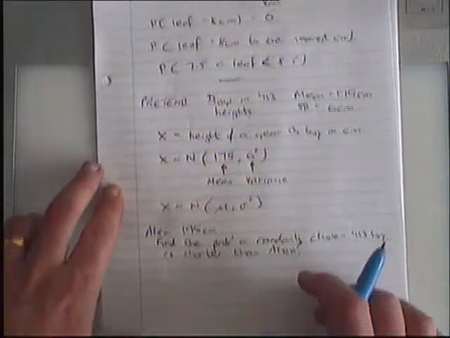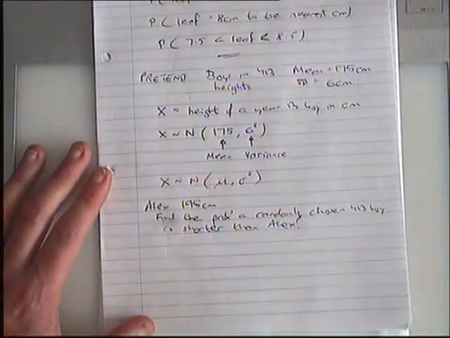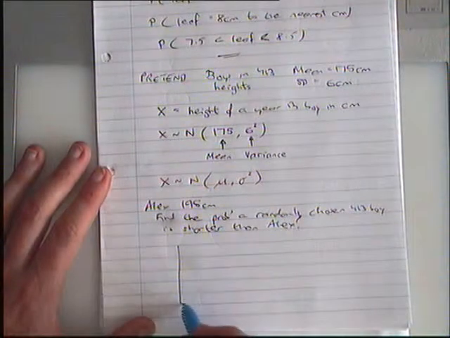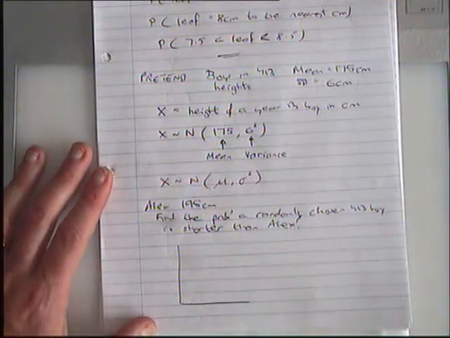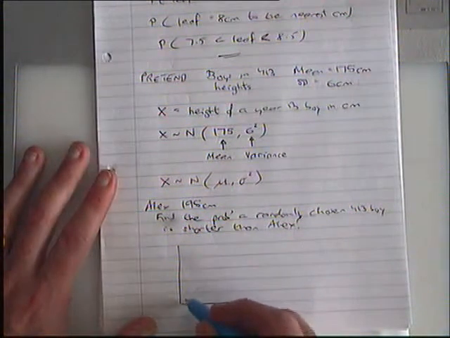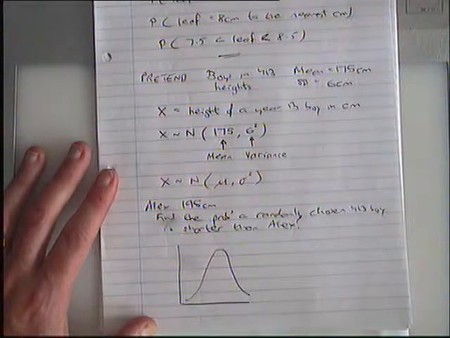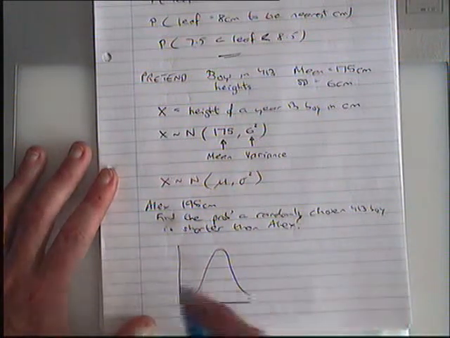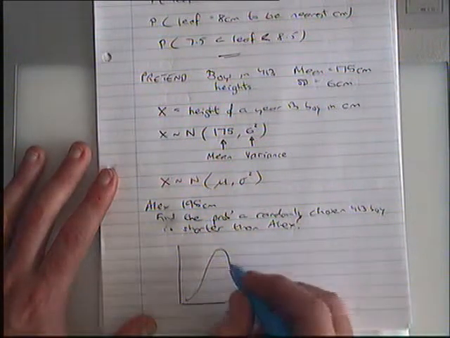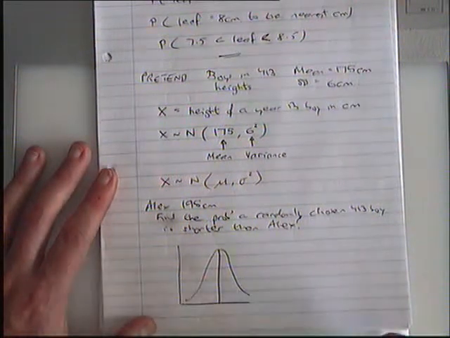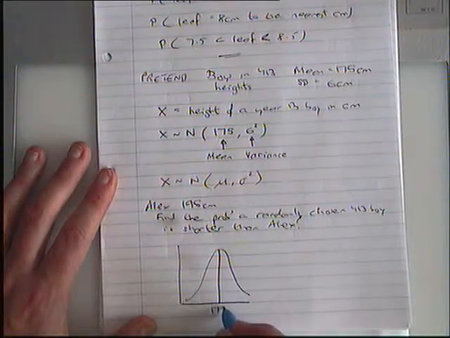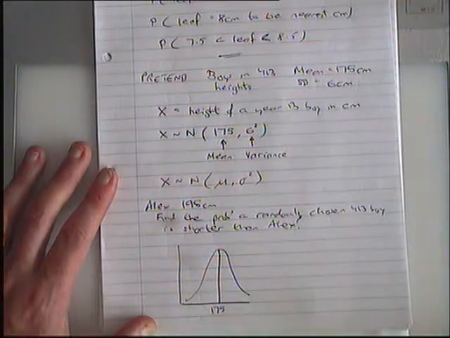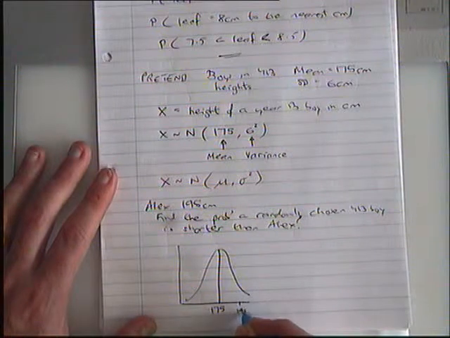So, if we just think about what we've got, we have got a graph, and it's always useful to do a sketch. A normal curve. It does not have to be beautifully accurate, it's just a sketch. What do we know about it? We know the mean. This graph is always symmetric. The mean, unsurprisingly, is in the middle. So that's 175. Alex's height was over here, 195.